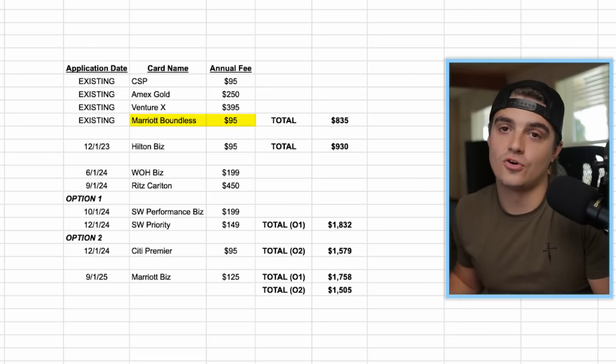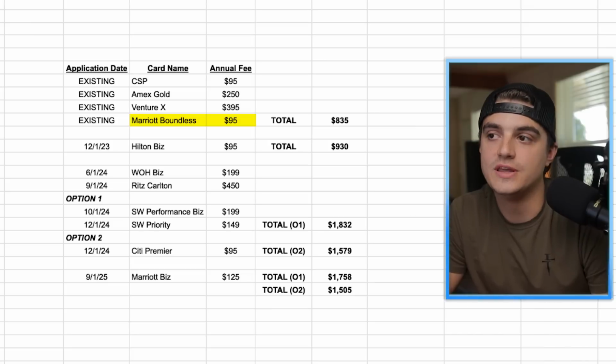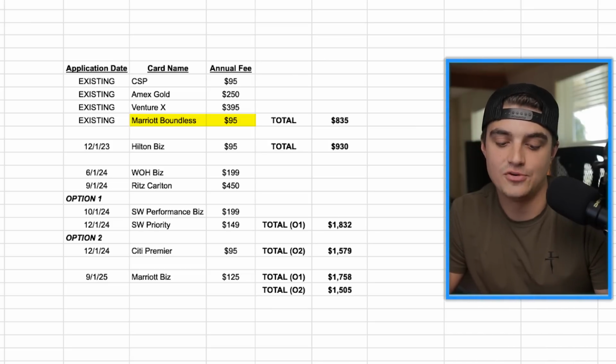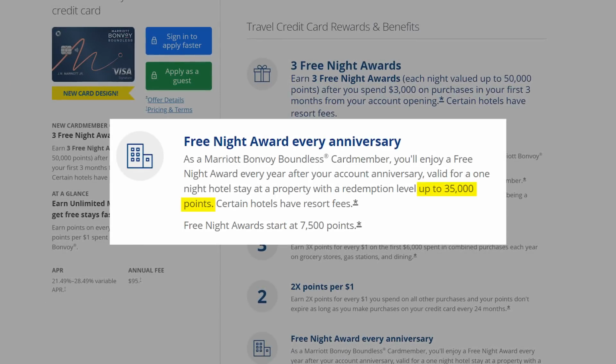As for the Marriott Boundless card, that $95 annual fee is pretty easily justifiable, mainly because after your first card anniversary, you'll get a free 35,000 point free night on this card. And that right there would justify the annual fee every single year.